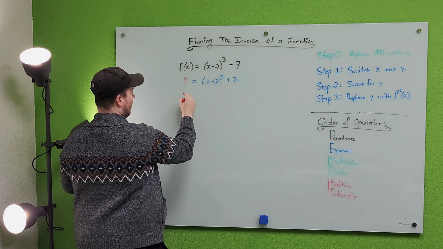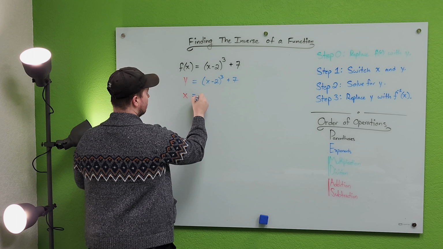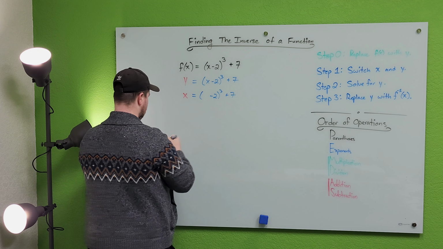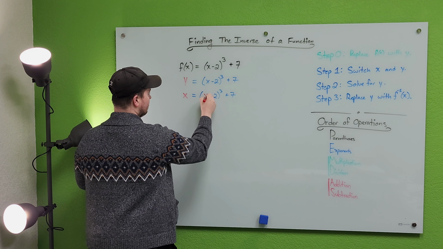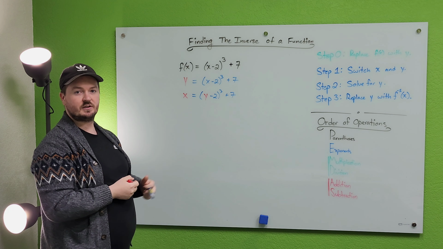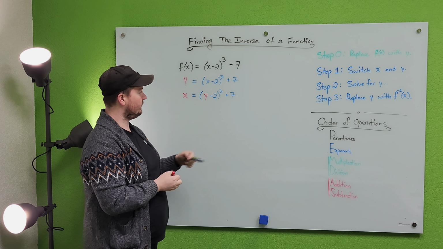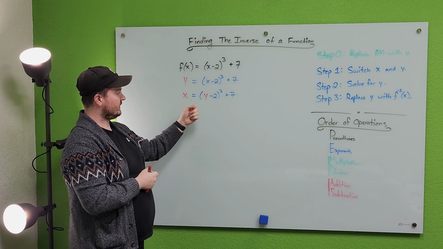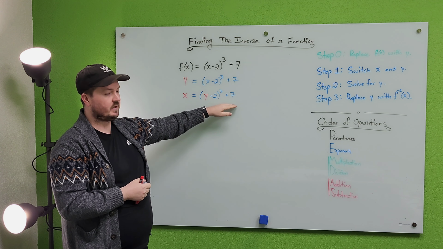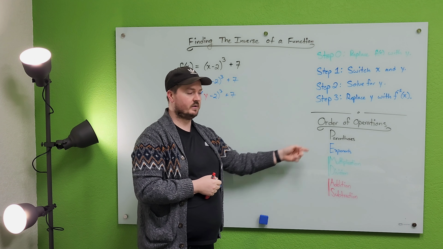So now we're going to have x equals y minus 2 cubed plus 7. And now we just solve for this y. As always, when all variables that we're solving for are on one side of the equation, we're going to get rid of everything around this variable by going through the order of operations backwards.